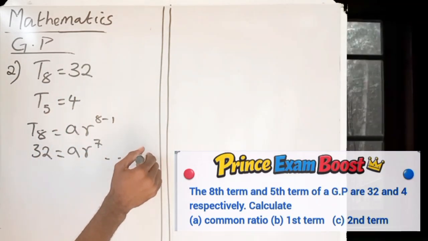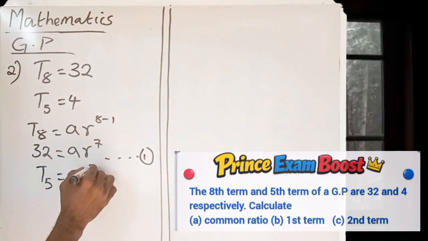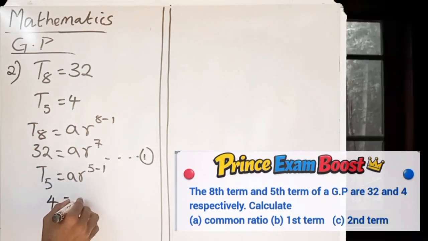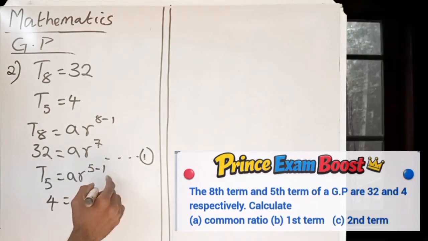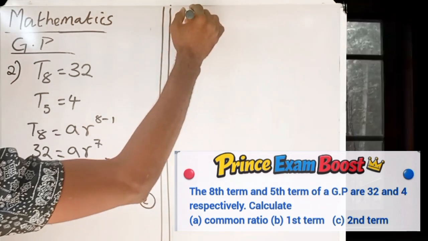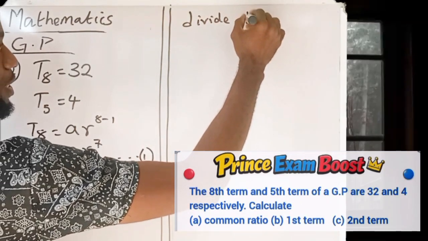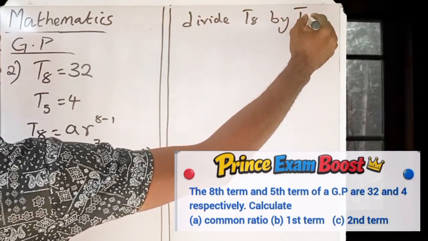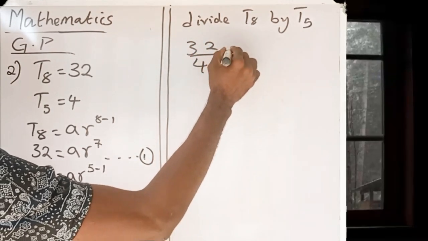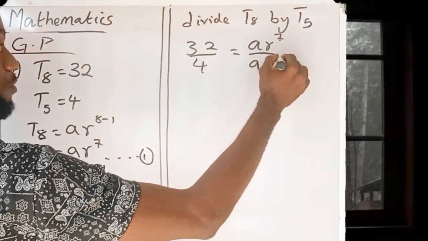You also convert the second one into another equation. T5 should be A times R raised to the power 5 minus 1. The T5 provided is 4, so that means 4 is equal to A times R raised to the power 4. Now that you've had two equations, the next thing you do is you divide both equations. I prefer to divide T8 by T5. So what that means is on the left hand side we'll have 32 divided by 4, and on the right hand side we'll have AR raised to the power 7 divided by AR raised to the power 4.